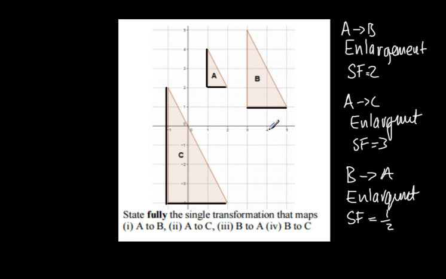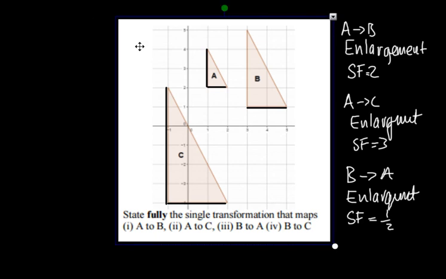B to C is quite nice. If we go from B to C, we're going from 2 to 3, or 4 to 6. So we'd say the single transformation that maps B to C is an enlargement scale factor now of 1.5. We'd have to multiply 2 by 1.5 to get 3. We'd have to multiply 4 by the 1.5 to get 6. So it doesn't always have to be an integer, a whole number scale factor. So that's what we do.